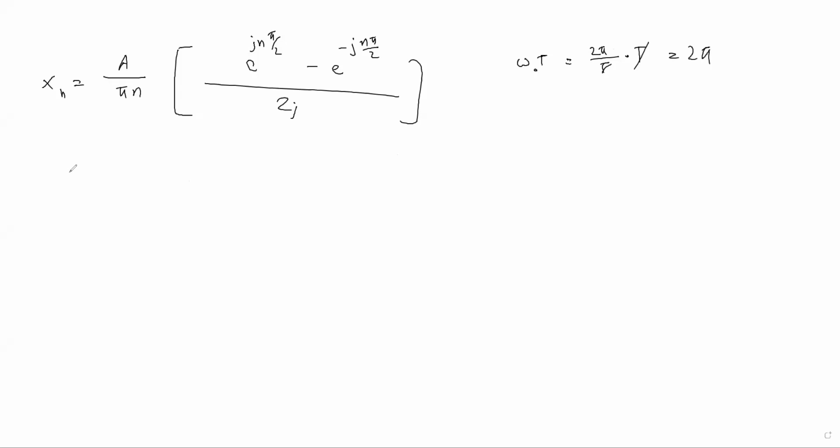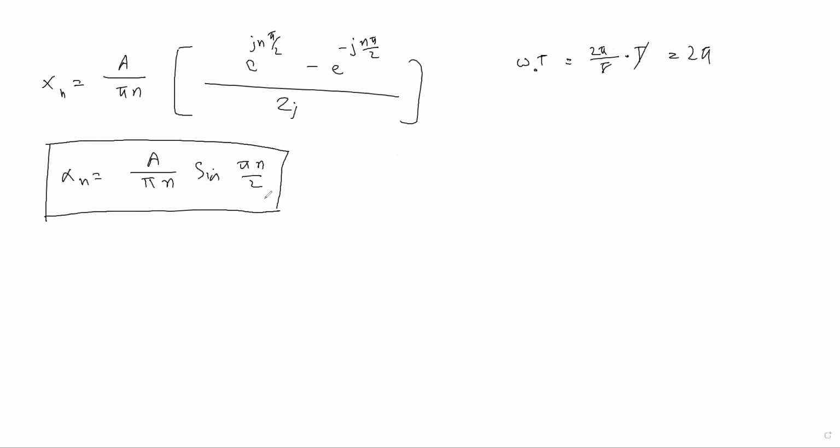So you can write this xn is nothing but a by pi n sine pi n by 2. Very important: xn equal to a by pi n sine pi n by 2.